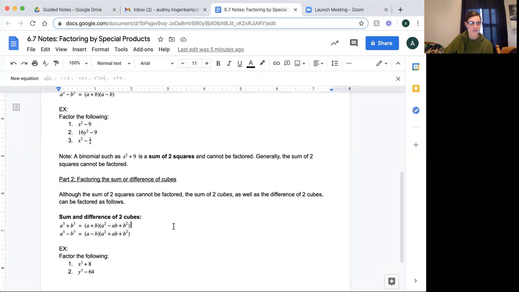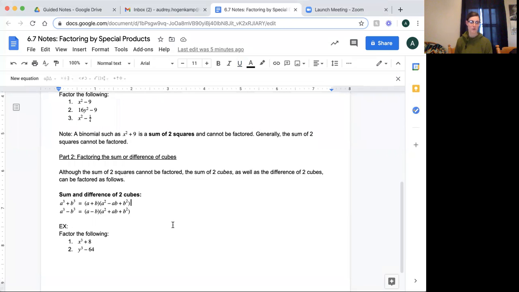The sum and difference of two cubes say that if you have a cubed plus b cubed, that will factor to a plus b times a squared minus ab plus b squared. And if you have a cubed minus b cubed, that will factor to a minus b times a squared plus ab plus b squared. So we have a couple of examples with this one as well.